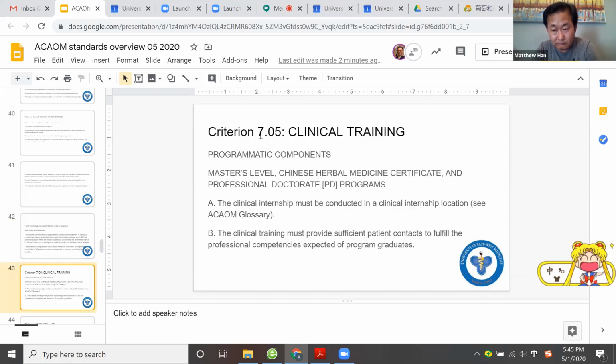And for the clinical training, our clinical training must be conducted in a clinical internship location, which means it's our clinic. For a doctoral program or other programs, we can have an externship site, but for the master program, only our location is granted. The clinical training must provide sufficient patient contacts to fulfill the professional competencies.